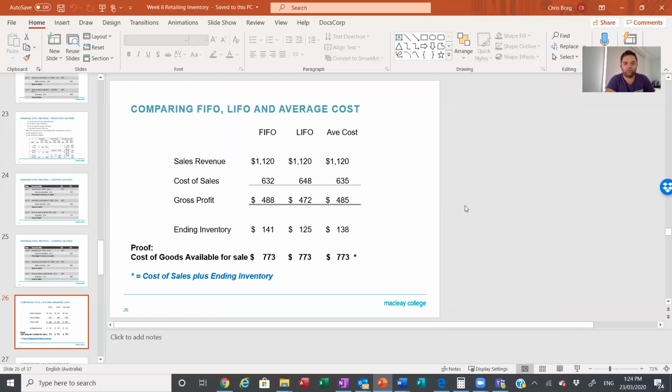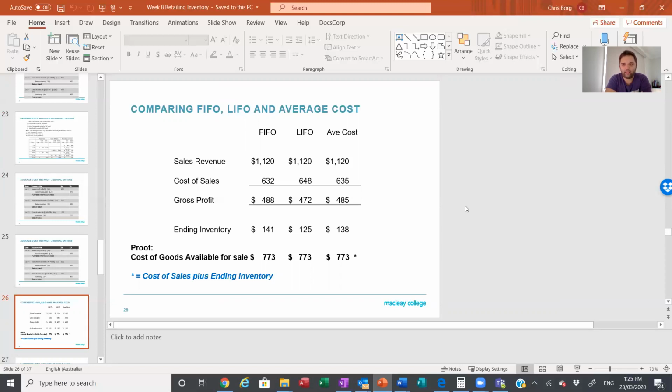Therefore, you've got an impact on your ending inventory as well. So with a higher gross profit, you're going to end up having a higher inventory. With a lower gross profit, you're going to have a lower inventory. However, the cost of goods available for sale will be exactly the same, because the cost of goods available equals the cost of sales plus the ending inventory. Now, what we'll say is that the FIFO method is generally going to give you the best gross profit and therefore the highest ending inventory.